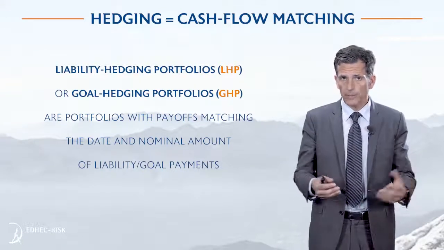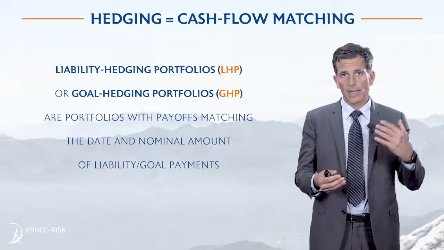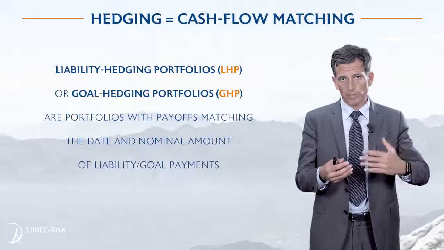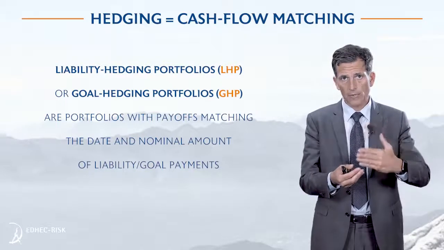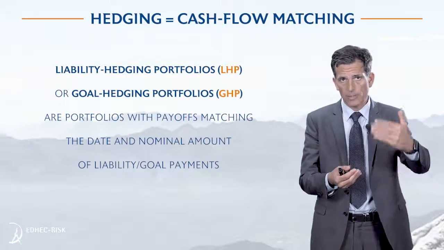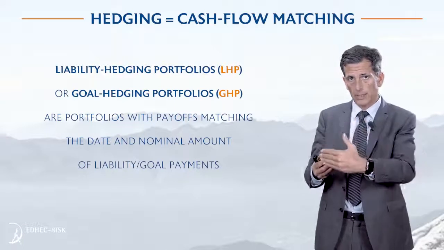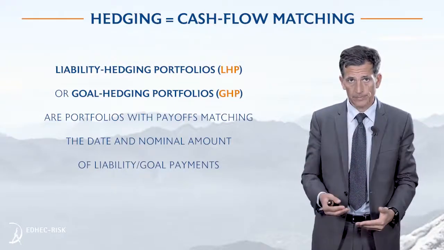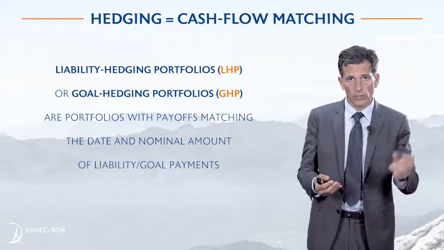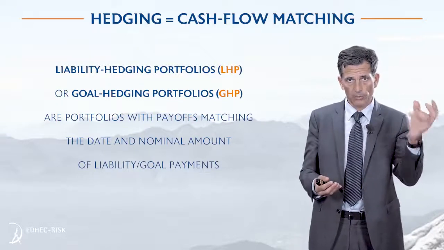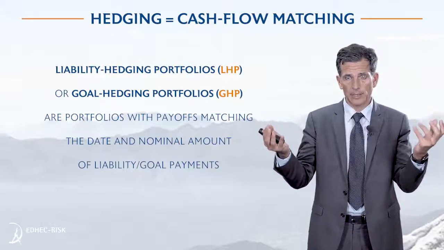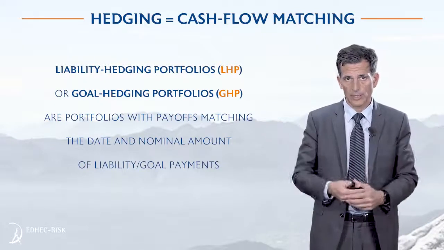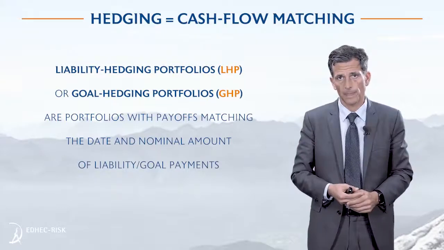So how do we define them? Well, we define them as portfolios that will give us cash flows, and these cash flows will match the date and nominal amount of those liability or goal payments. In other words, the liability or goal hedging portfolio is an asset portfolio that behaves exactly like the liabilities that we are trying to immunize against, or that we are trying to protect, if you will.